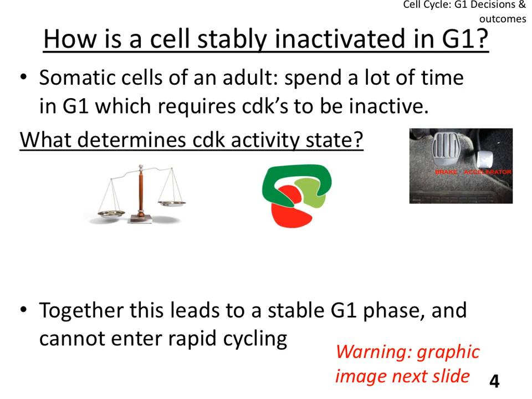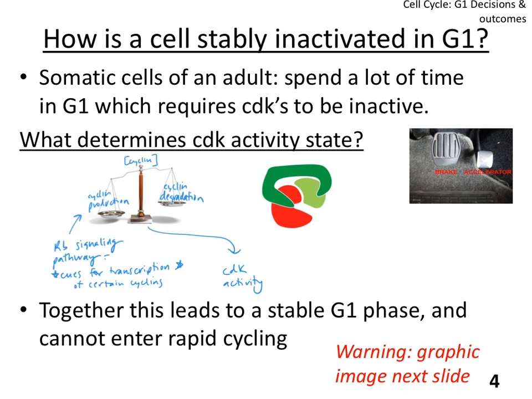So let's talk about some more details about how a cell is stably inactivated in G1. As I mentioned, many of the cells of our body are in G1, and basically somatic cells of an adult spend a lot of time in G1, so this requires CDKs to be inactive. So I want to talk about what determines CDK activity state. As a reminder, CDK activity is primarily determined by the concentration of cyclin, and that's a balance between cyclin production and cyclin degradation.